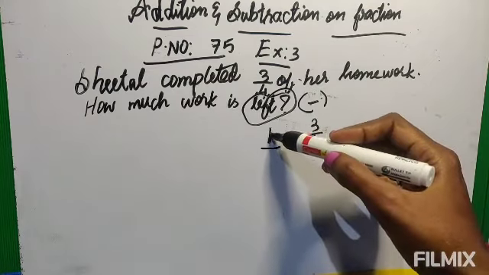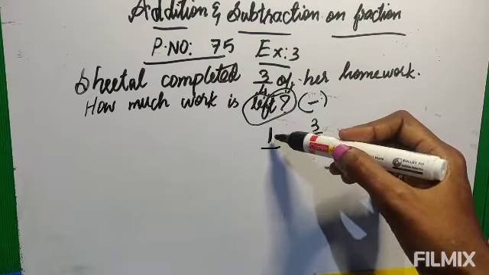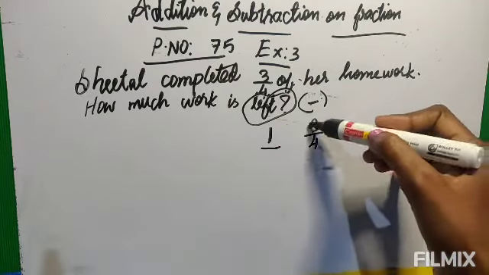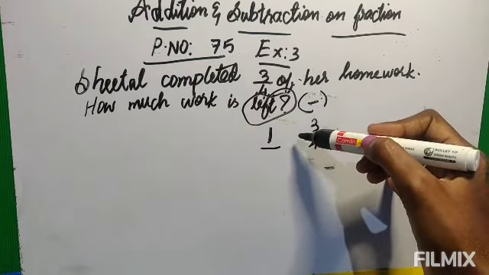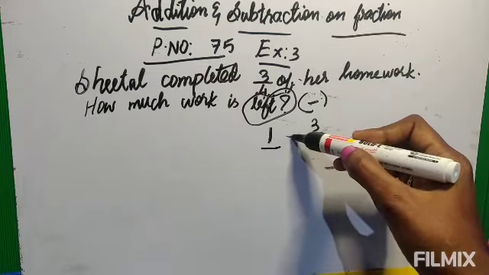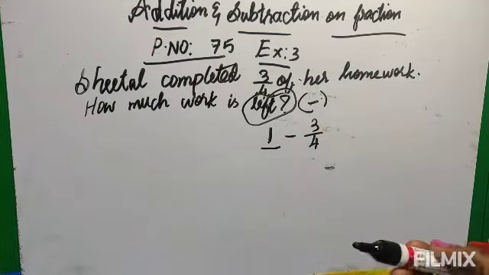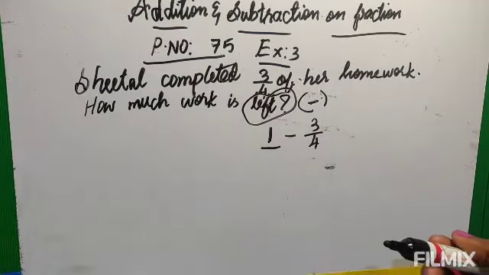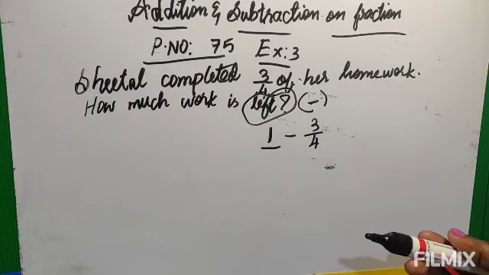So the whole is 1, that is the whole homework, the full homework. From this full homework she has completed 3 by 4. So how much she has left, that is to be found. From the whole you have to minus this one. Don't think that 1 is a small number and 3 by 4 is big. All proper fractions are smaller than the whole number.